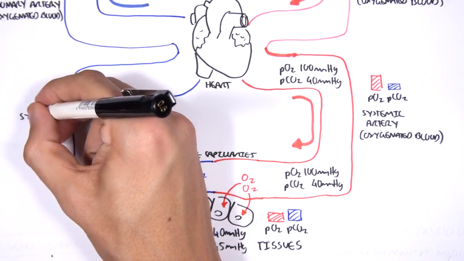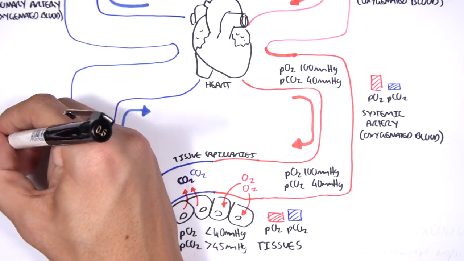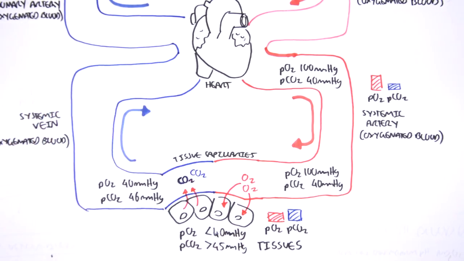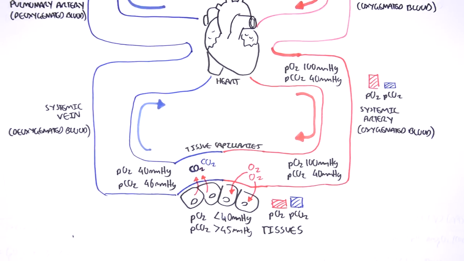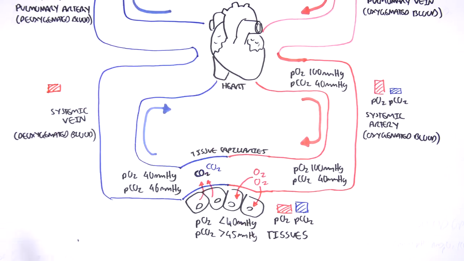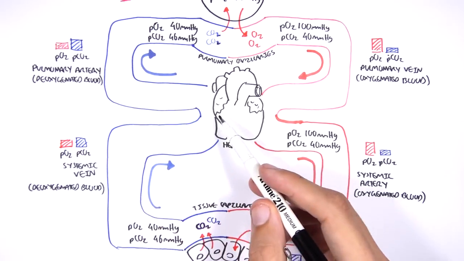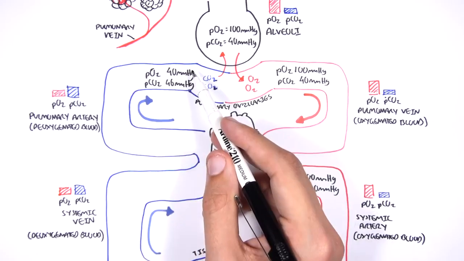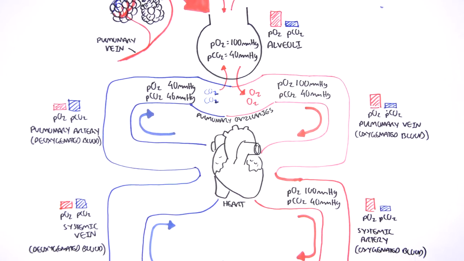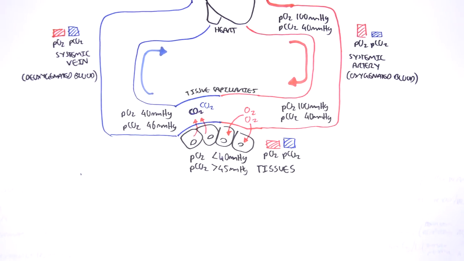This deoxygenated blood will travel through the systemic veins and return to the heart. The heart will then pump this deoxygenated blood supply to the lungs through the pulmonary arteries. And then the cycle continues. This deoxygenated blood supply will be reoxygenated, and then the cycle continues, and so on.